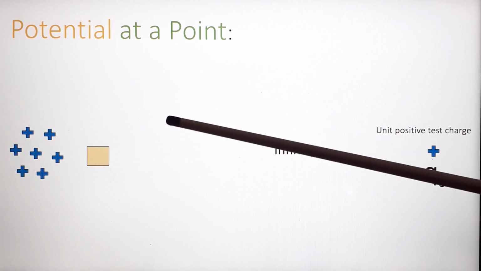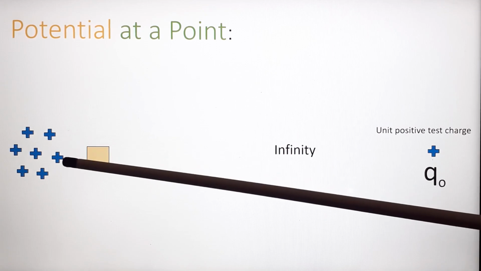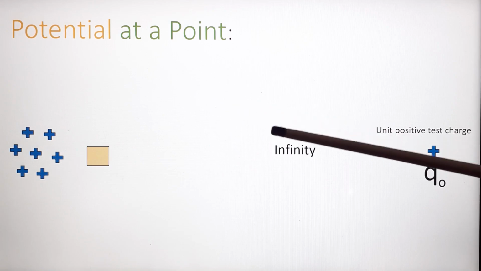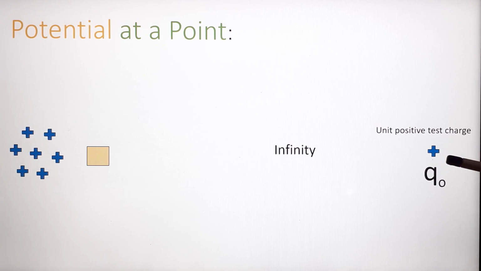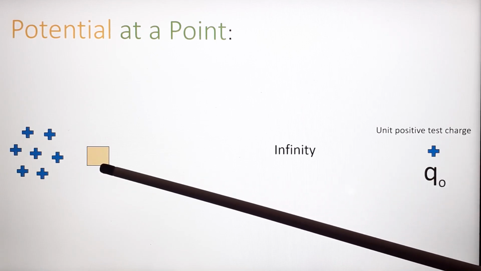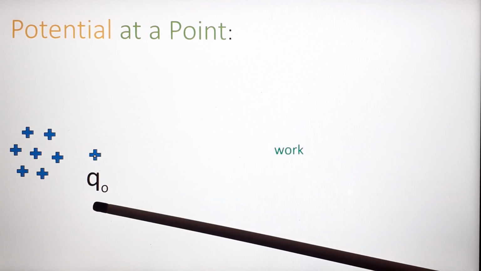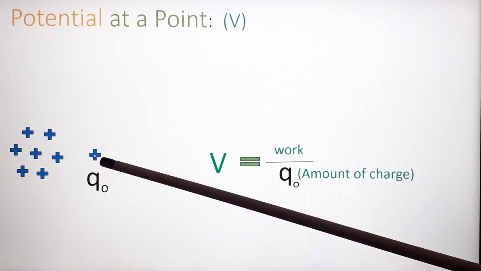But what if I keep those positive or negative charges beyond the field of these charges? Then the force will be zero. That distance is called infinite distance for this cluster. So now I am taking a unit positive test charge at infinity. Now I want to move this positive test charge from infinity to this point. Then some work has to be done. This work done divided by the amount of charge will give you the potential at that point.